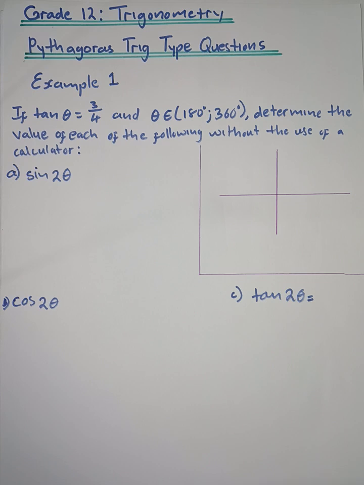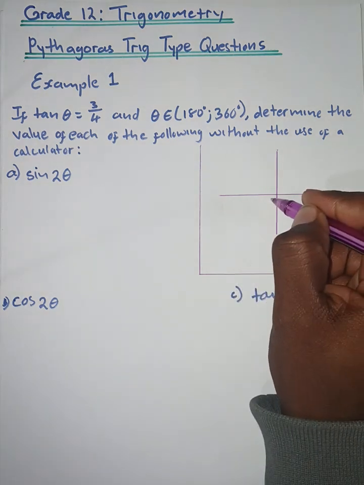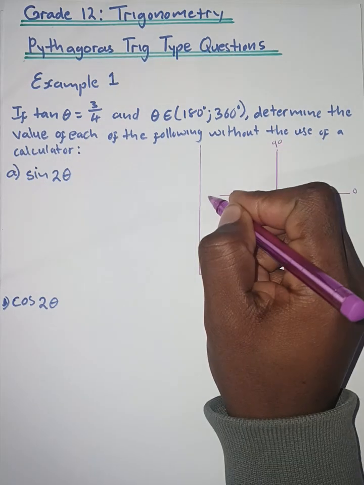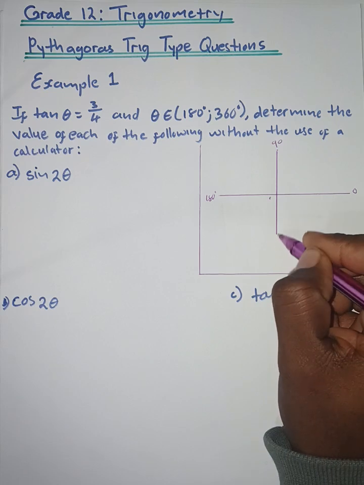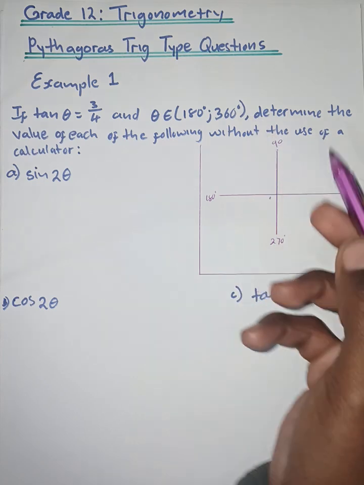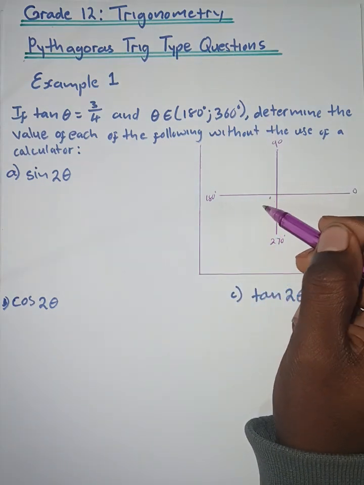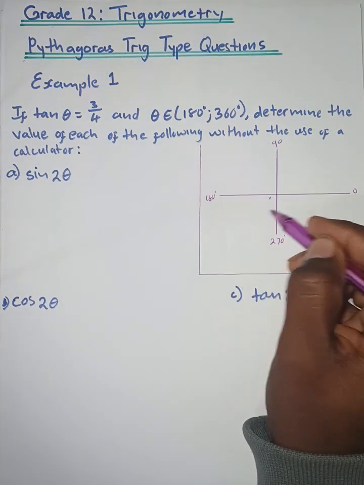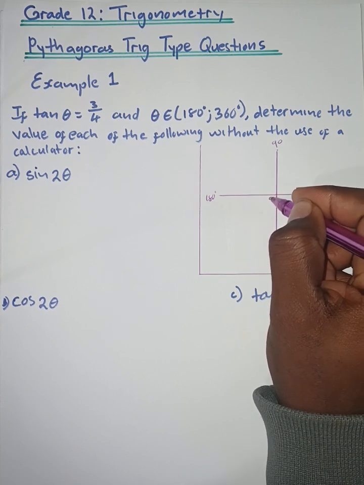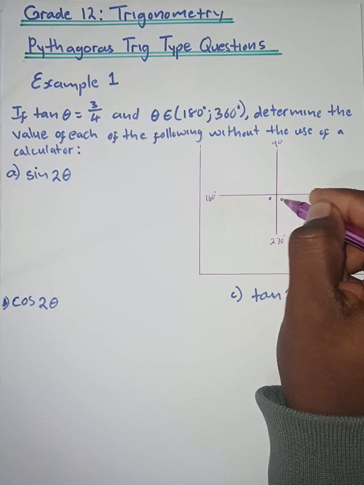Now they say if tan of theta is equal to 3 over 4, and theta is an element between 180 and 360. That would be in this quadrant, because we know that this would be 0 degrees, that would be 90, that would be 180, and that there would be 270 degrees. So theta is between 180 and 360, so it can either be in one of these two quadrants. It can be in the third, or in the fourth.